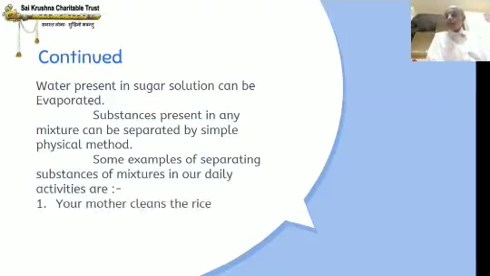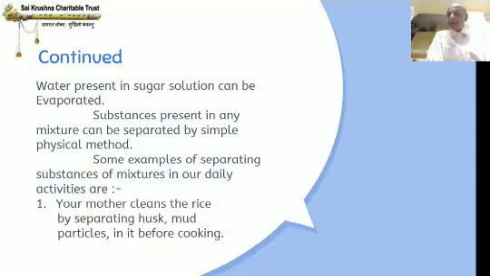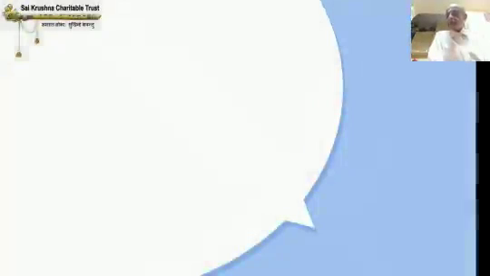First one, see, your mother cleanses the rice by separating husk and mud particles in it before cooking. Right? Before cooking, what do our mothers do? First, they remove all the impurities, so to say, husk and mud particles, from them by hand. Right? So these are all not useful for consumption. So our mothers clean the rice by separating husk and mud particles in it before cooking.